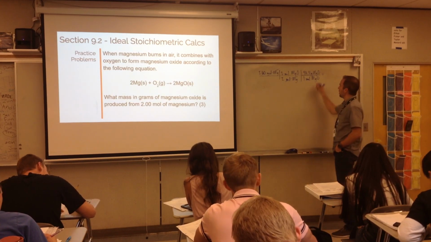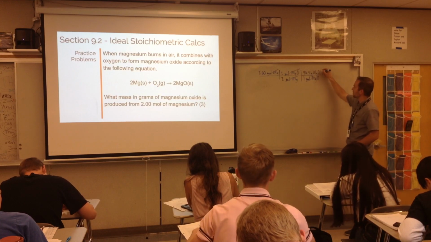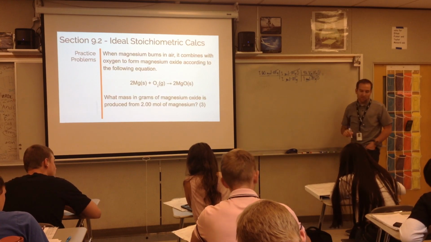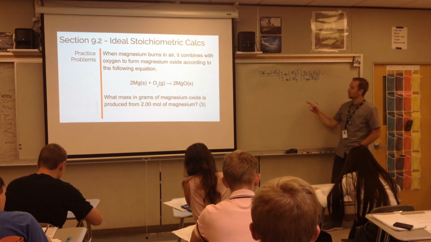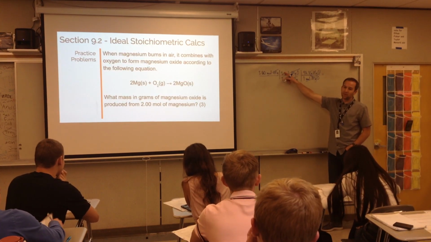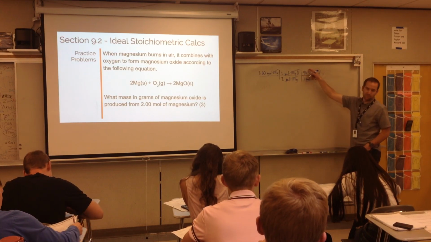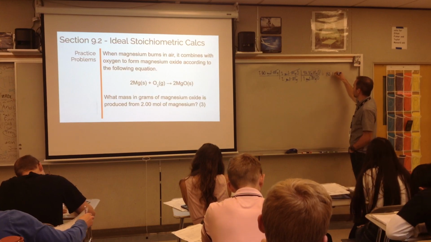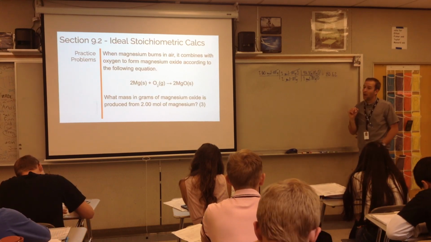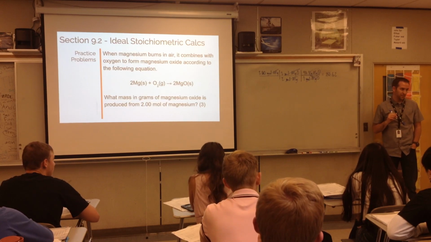So now I need to make sure all my units cancel out and I'm left with my desired magnesium oxide. I've got grams of magnesium oxide, which is what they wanted. So now I just need to do a little math. 2 times 2 is 4, divided by 2 is 2, times 40.31. That gets me to 80.62. Now, how many significant digits do I get in my answer?